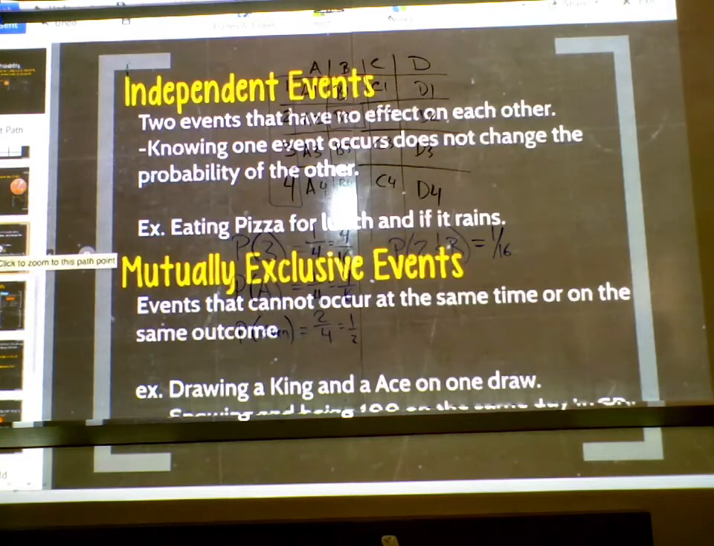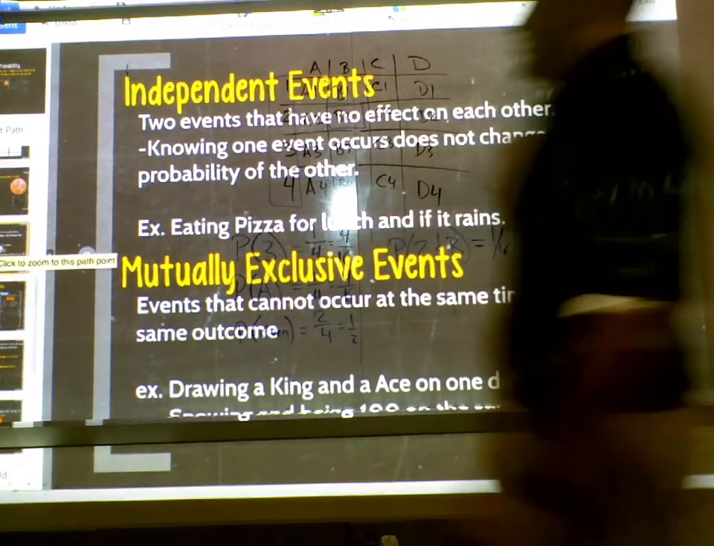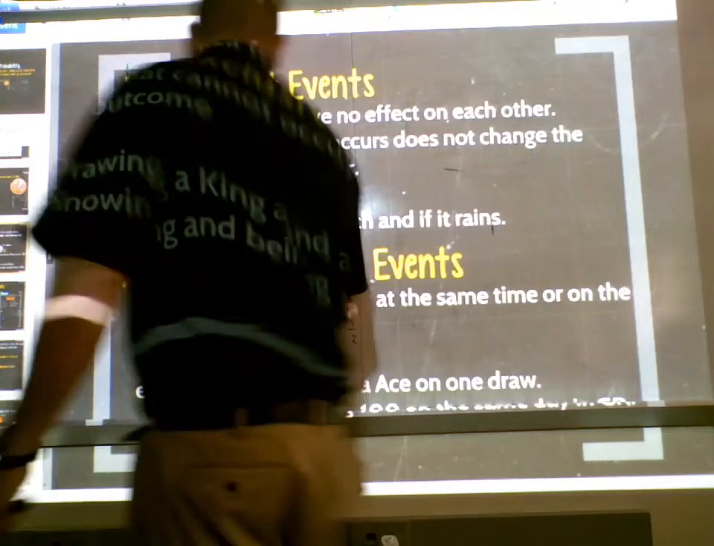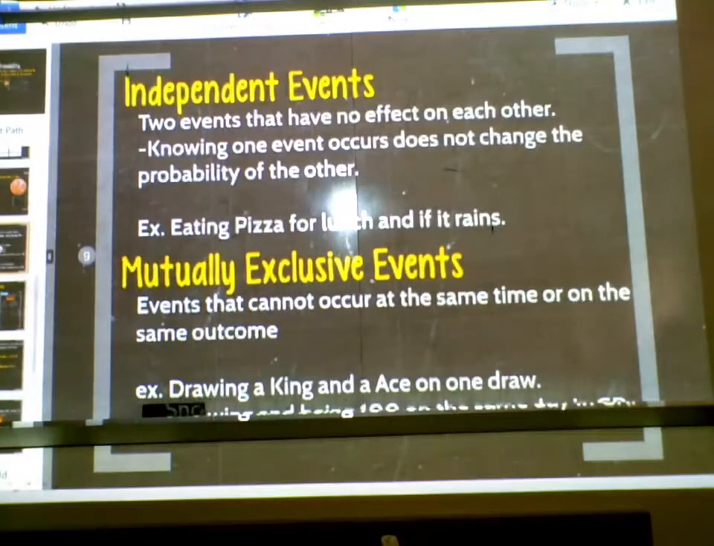Now, I know these are the next two things you need to write down on your paper, but I do not want you to write them all at once. So we're going to focus on independent events. Two events are independent if they have no effect on each other's probabilities.